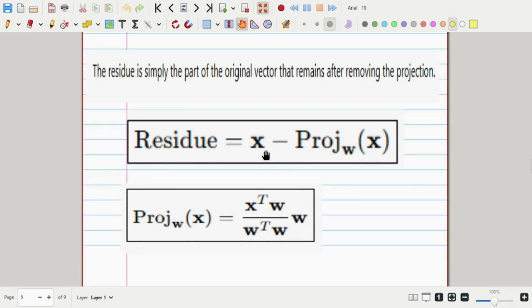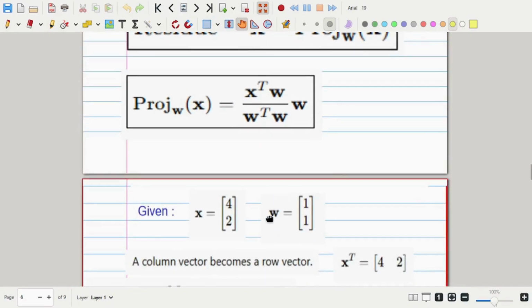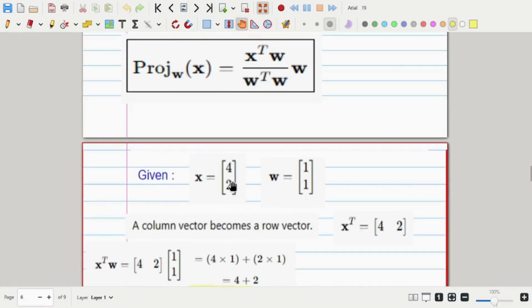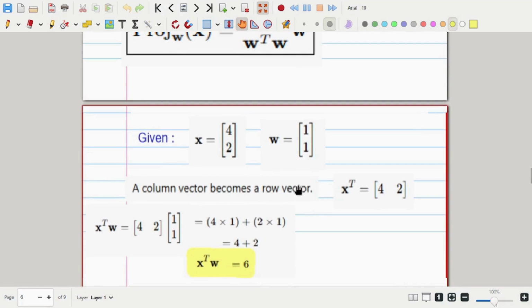X means our original vector. The projection of x on W is calculated by the formula x transpose W divided by W transpose W, whole multiplied by W. They have given x and W. X is a column vector with entries 4 and 2. W is a column vector with entries 1 and 1. Transpose means a column vector becomes a row vector. Therefore, x transpose is the row vector 4 and 2.